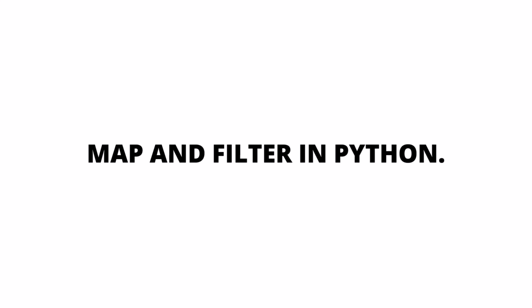In this section, we'll be talking about two powerful functions in Python, which are map and filter. They allow us to apply functions to sequences and filter elements based on a condition.